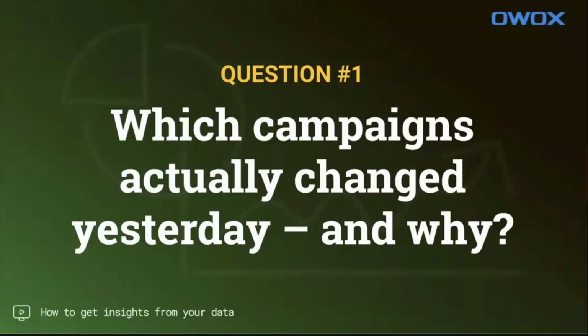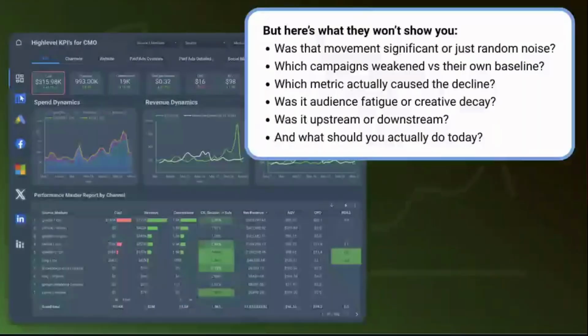Yesterday's campaign changes. This is all about advertising. So which campaigns actually changed yesterday and why? The dashboards will show you the ROAS, the CPA, the CPC, the purchase volume, the spend. But here's what they won't show you. Was that movement significant or just random noise?